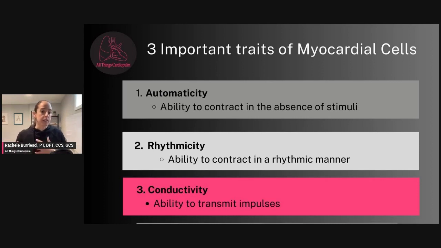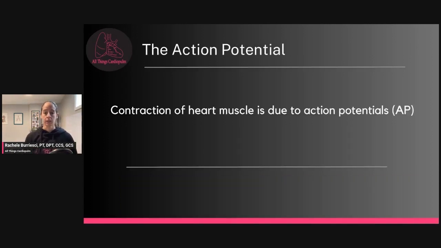And it has the ability of conductivity, which is what we just mentioned. It has the ability to transmit impulse. So once it is stimulated, it's going to send the impulse to the next place, to the next cell. It's going to spread the signal relatively efficiently.